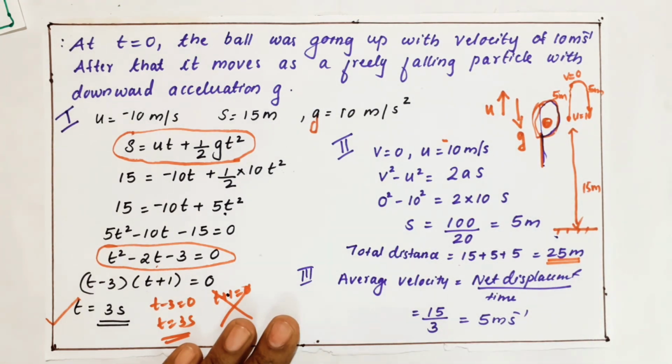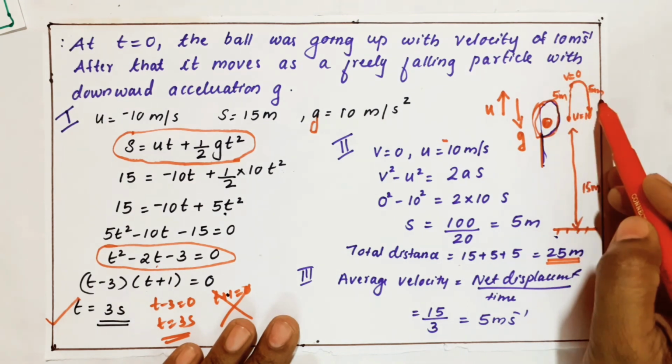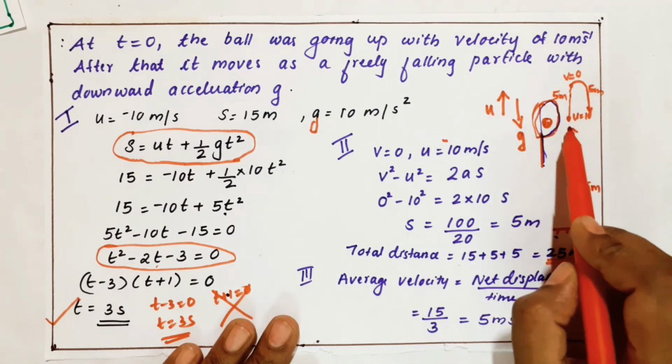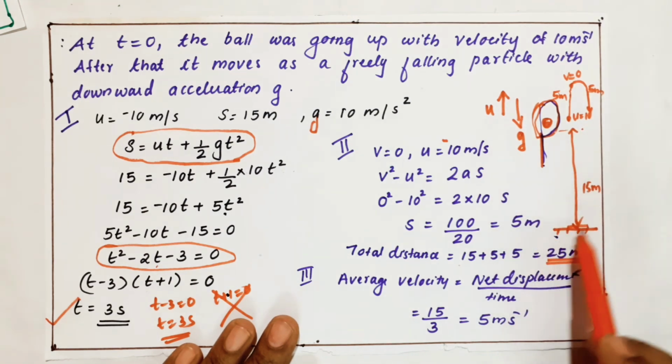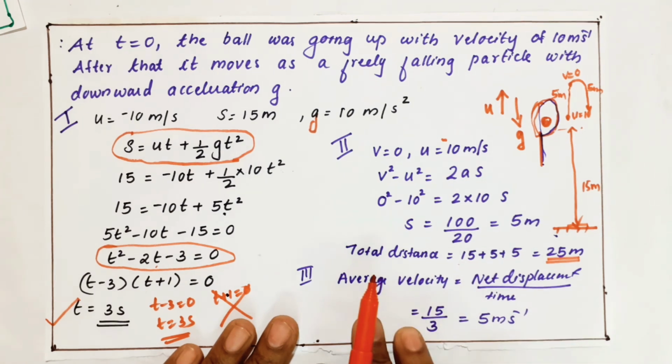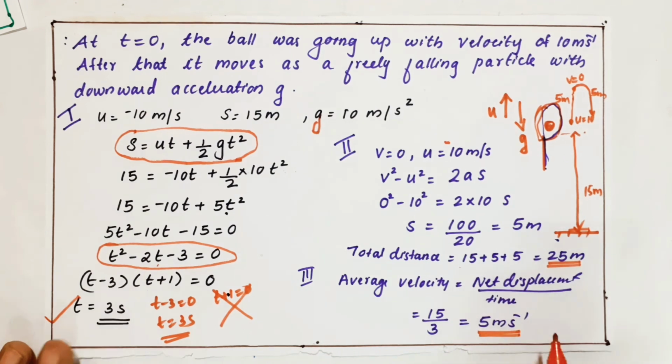If you take average velocity, you see I told 5 meter going up, 5 meter coming down. So its displacement is 0. So its displacement is only this distance. So this distance means nothing but 15 meter. So what is 15 divided by what is the time taken? 3. 15 by 3 is 5 meter per second.